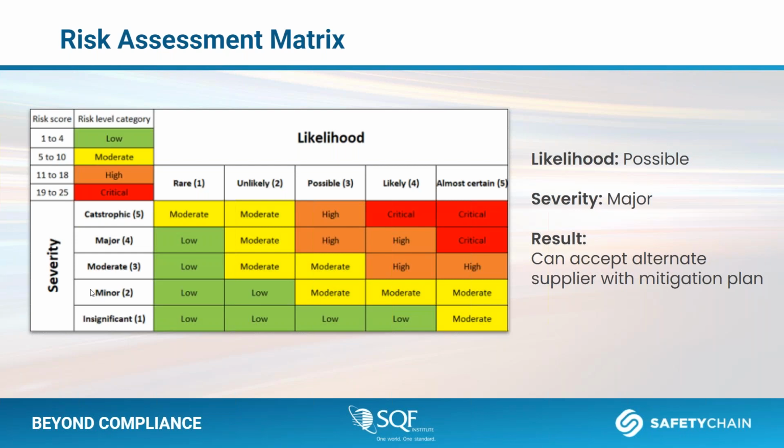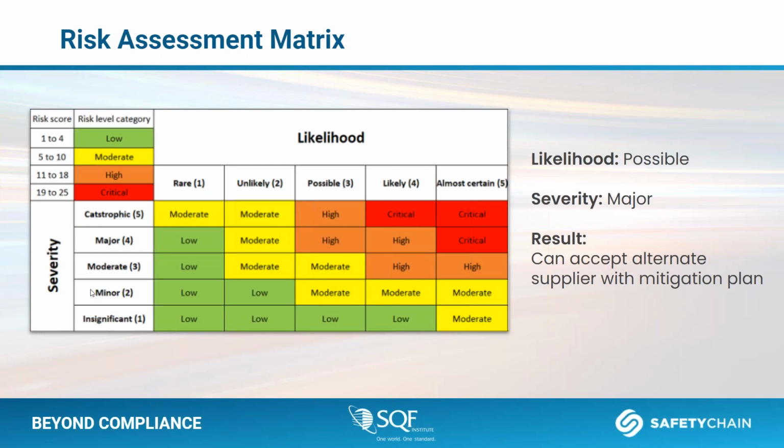Looking at the severity, I would really consider that major, because we talked about liver disease. We talked about increased risk of cancer. We talked about salmonella. We talked about lead. So there were definitely some pretty significant severe risks. So I would rate that a major. And so when I look at my major paired with my possible likelihood, I get a high rating. So my result could be that I will accept the alternate supplier with a mitigation plan.